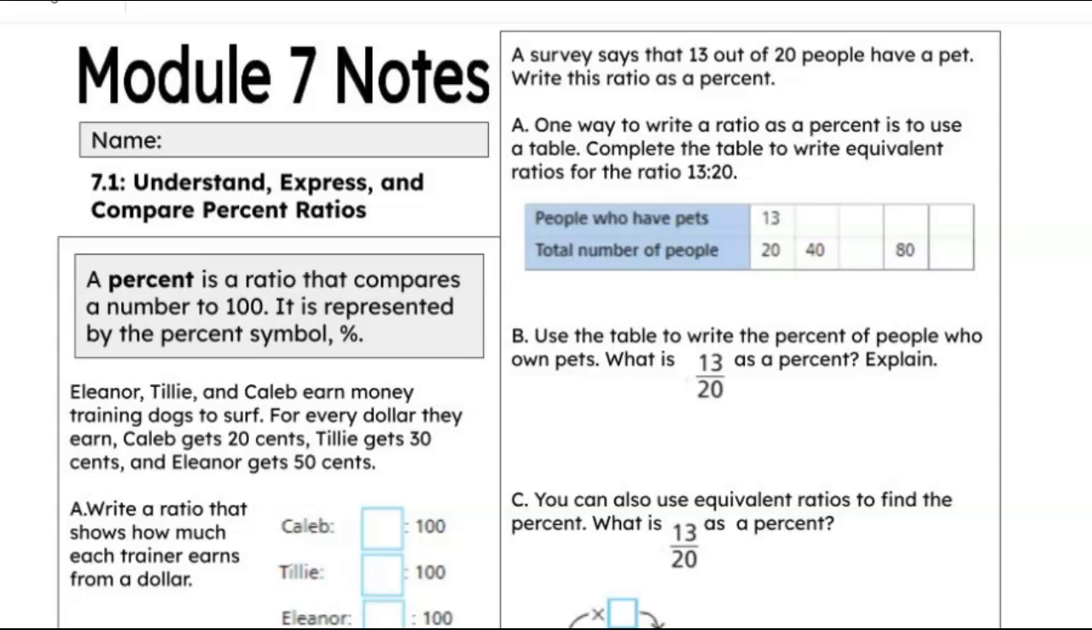So let's look at the first one. There is only one vocabulary word in this lesson, and it's percent. Percent, right here, is a ratio that compares a number to 100. It is represented by the percent symbol, which is this right here. Now, a percent is out of 100. That's what we score tests at. Like if you got 98%, that's 98 out of 100.